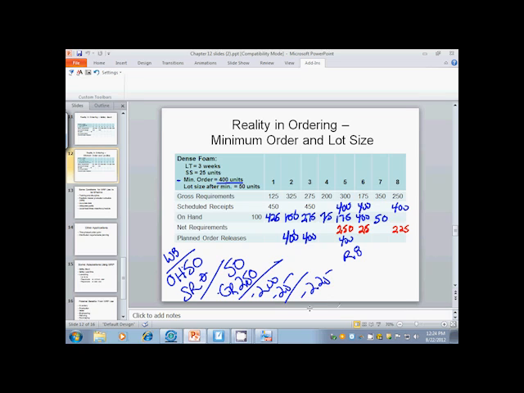So redo week 8. We had on hand 50. We have scheduled receipts of 400. That gives us 450. How many do we plan on using? Our gross requirements, 250. That leaves us 200 left on hand. Does that satisfy our safety stock at the end of this time bucket? Sure does, because it only needs to be 25 units. That gives us a little bit more reality in ordering and ends what we're going to do here.